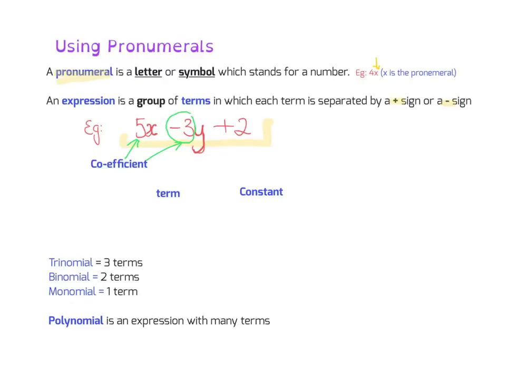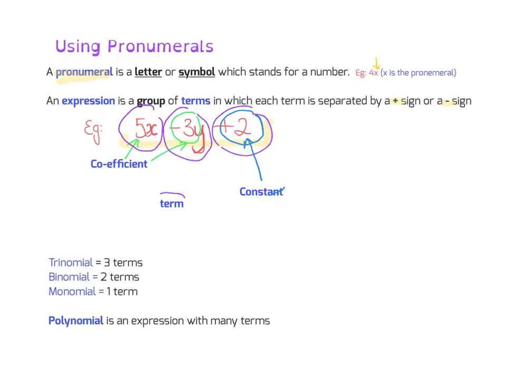If we're talking about a constant, it doesn't have any pronumerals, so it doesn't have a letter. So here, the number 2 is a constant. Each of these individual things is known as a term. So we can see they're terms.